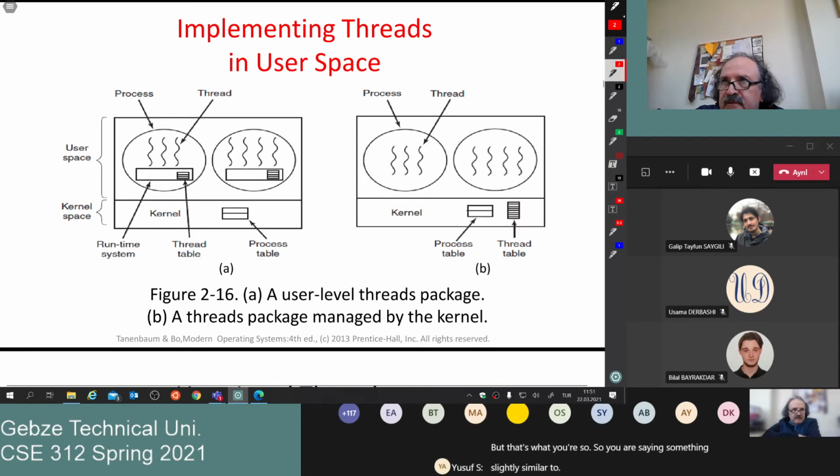Is it faster because it's all user level? Ebru says that it is faster because everything is implemented in the user space. What did we say about system calls? System calls are expensive. Why? Because they require a context switch. You need to switch from the user space.